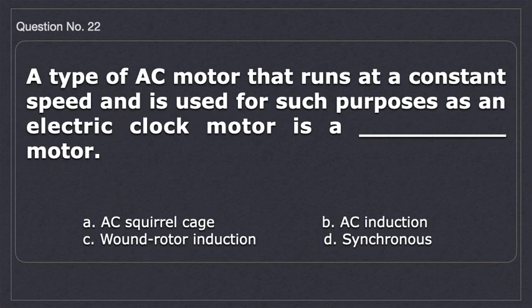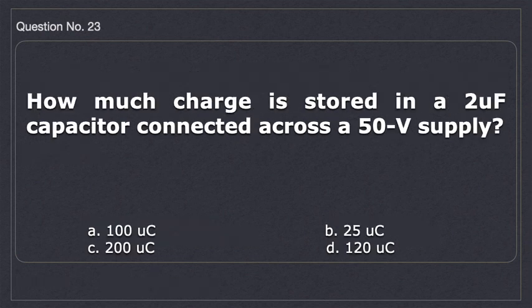Question number 22. A type of AC motor that runs at a constant speed and is used for such purposes as an electric clock motor is a blank motor. A. AC squirrel cage, B. AC induction, C. Wound rotor induction, D. Synchronous. Answer: D. Synchronous.